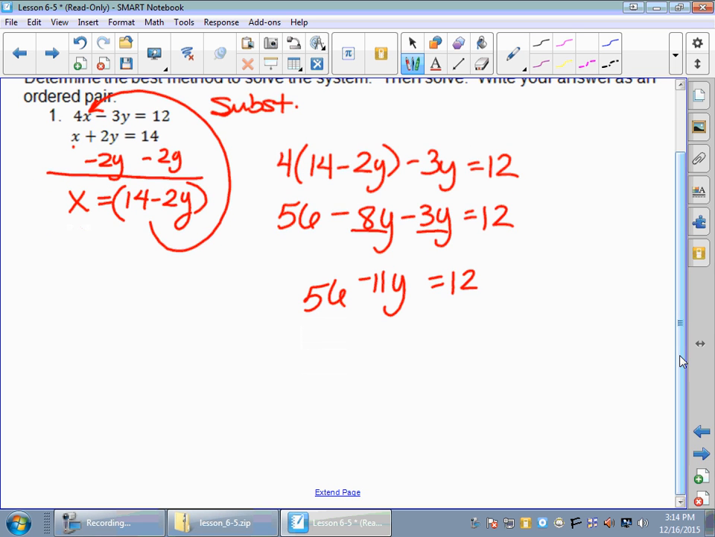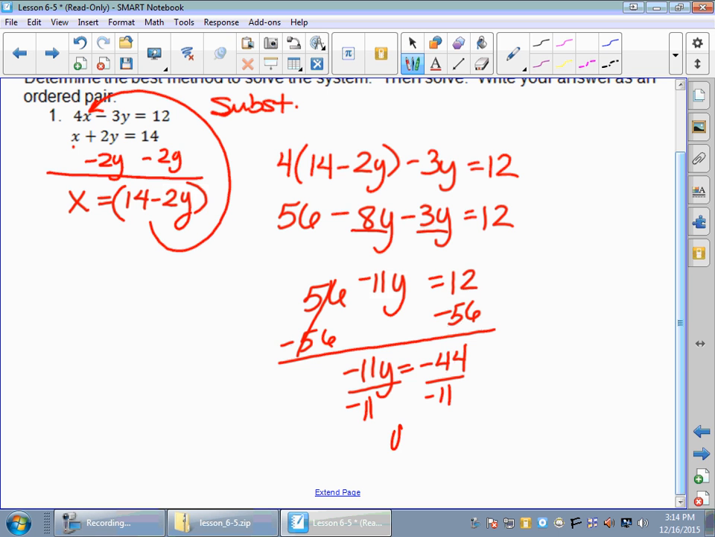I'm going to subtract 56 from both sides. Negative 11y is equal to negative 44. I'm going to divide both sides by negative 11, and y is equal to 4. Not done yet. I have to find my x value, so I'm going to plug that 4, substitute that 4 into the other equation. It's all set up to solve for x.